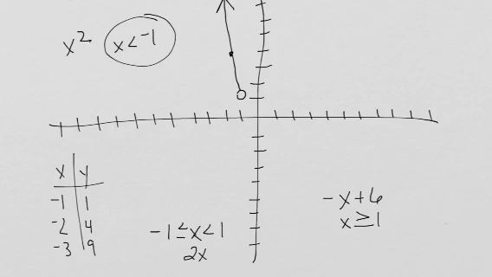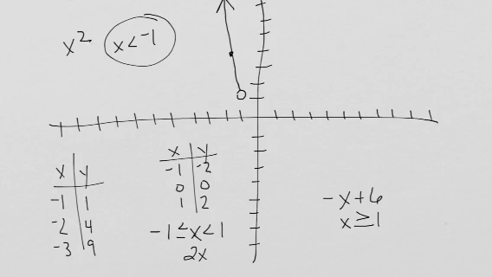From -1 to +1, I'm graphing 2x. I'll make a table of values for that. I'm going to put in -1, 0, and 1. -1 times 2 is -2, 0 times 2 is 0, and 1 times 2 is 2.